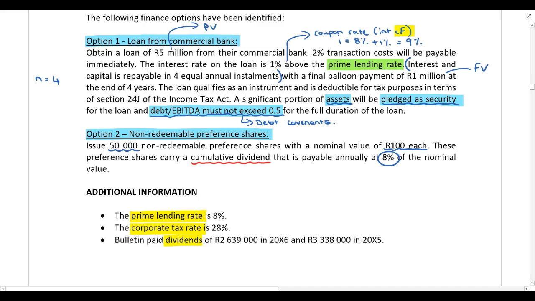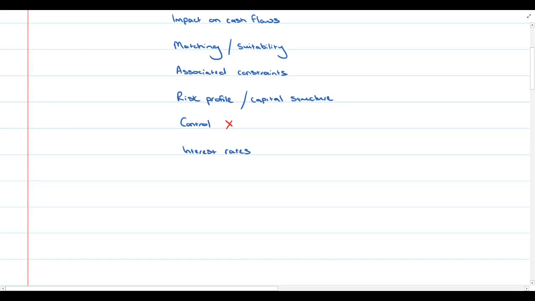On the other hand, although this is not an interest rate, it's a dividend coupon, the preference shares have a fixed dividend coupon. So the benefit of that is it provides the company with a lot more certainty because they know exactly what they have to pay on an annual basis. It won't be fluctuating when the prime lending rate fluctuates. Alright, so those are all of the headings that you need to discuss. And then after that, please remember you must always conclude.